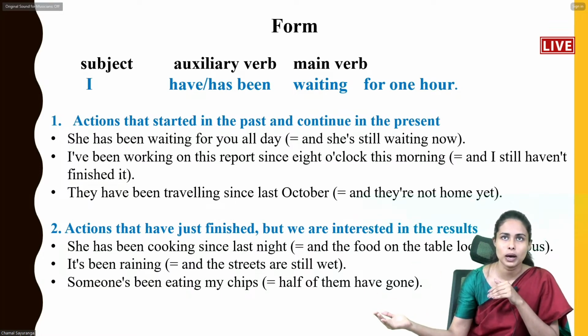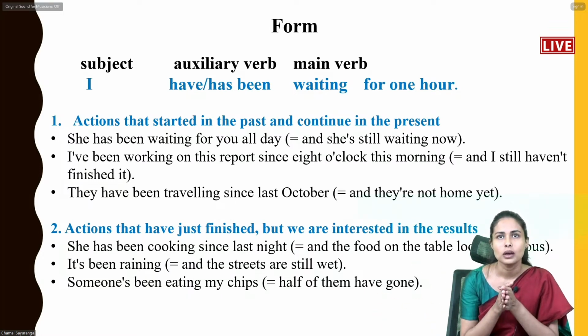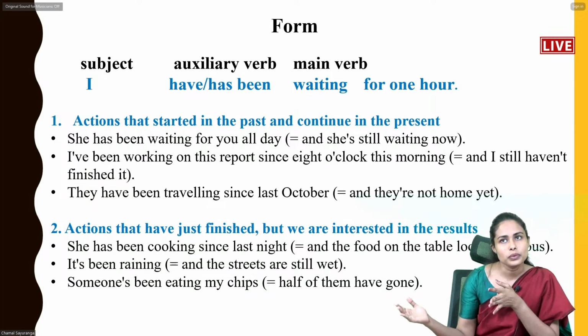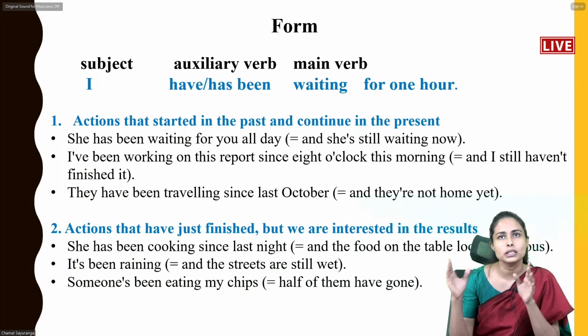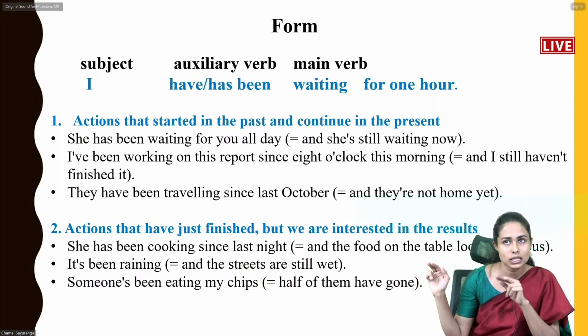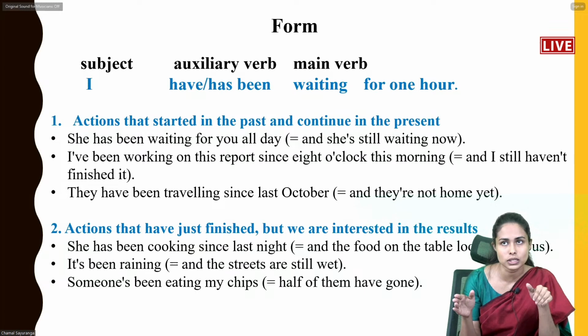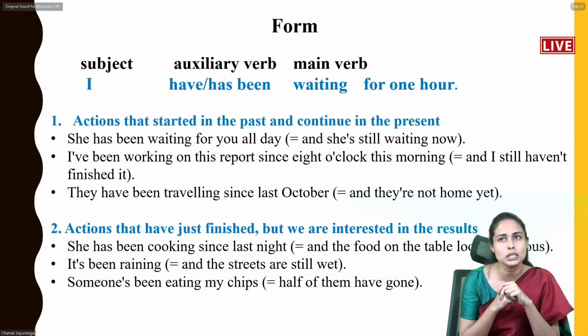Action started in the past and continues up until now. But the difference between present perfect continuous and present perfect tense is that in present perfect tense we are not specifying the duration of time. We don't want to emphasize that there is a duration when it comes to the action. But in present perfect continuous tense you are specifying that the action has some kind of time duration.